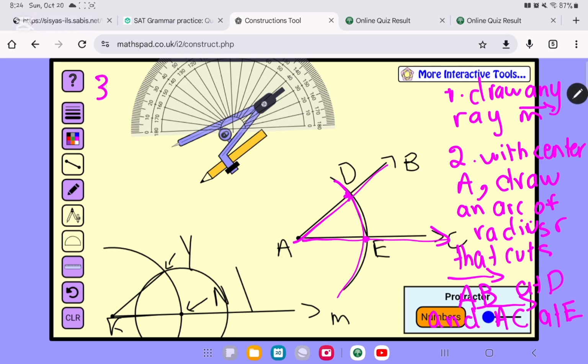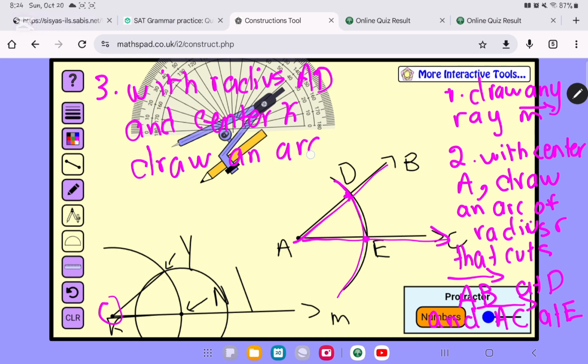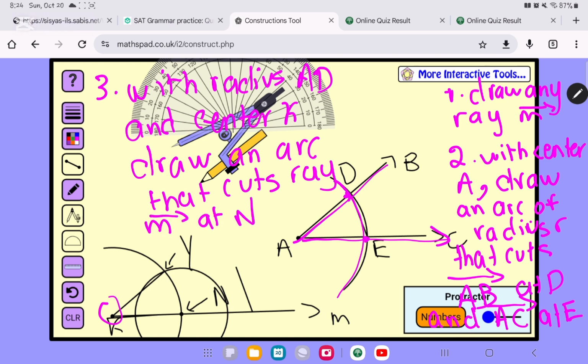Okay, now the third step is that with radius AD, for example, I'm gonna take radius AD, so the measure of this length, and center K, we are gonna draw an arc that cuts ray M at N. So we drew this arc over here, I will color it in blue. It cut the ray M at point N, okay?